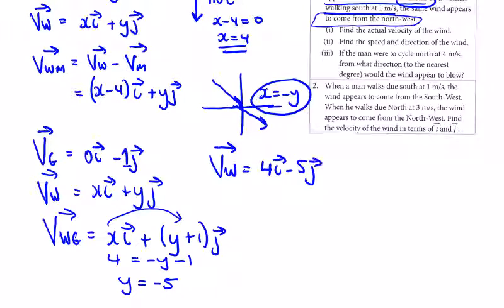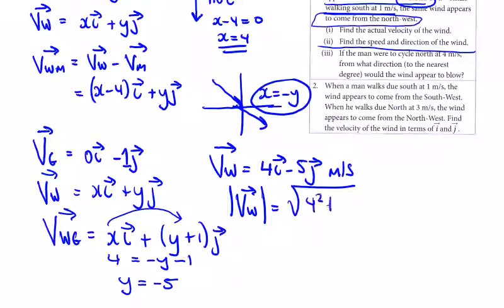And that's meters per second. Okay, the speed and direction of the wind. So the magnitude of the velocity of the wind is the square root of 4 squared plus 5 squared. 16 and 25 is going to give us the square root of 41. It's also meters per second. And the angle, the tan of theta, is going to be my y over my x, which is my 5 over my 4.